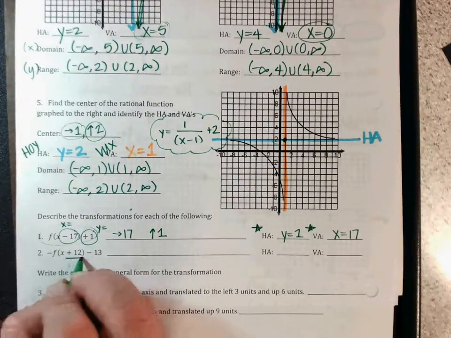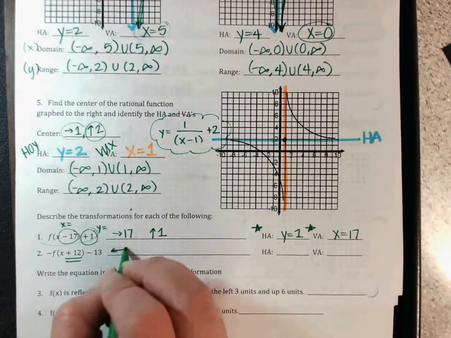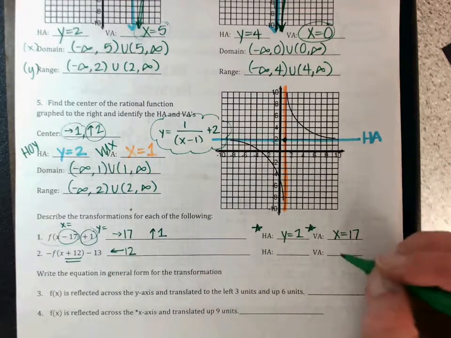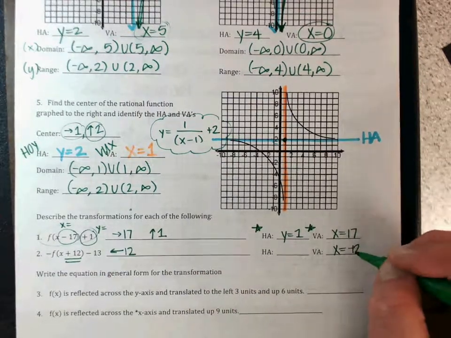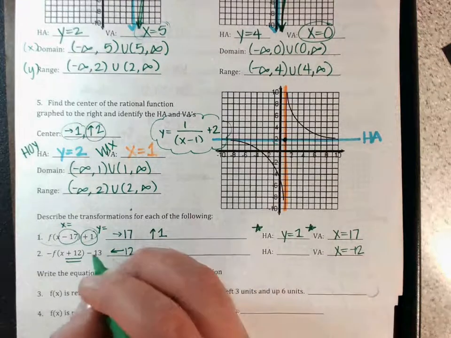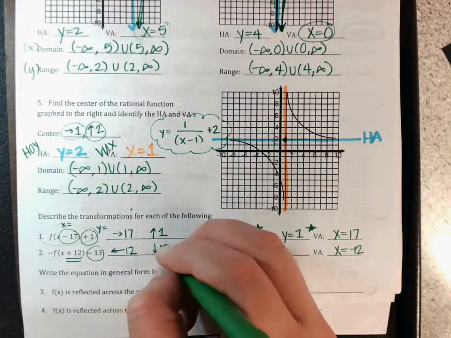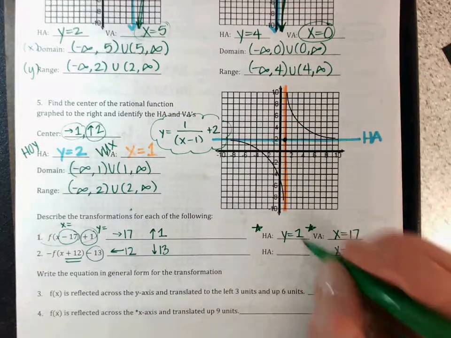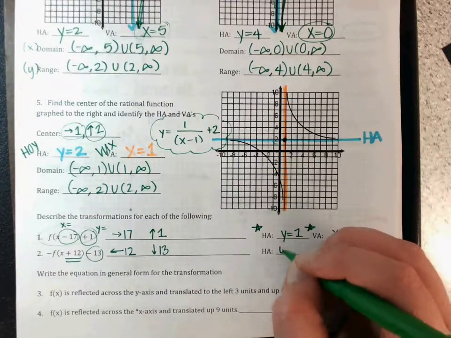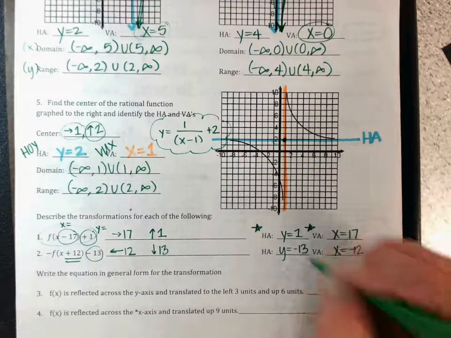Okay, this one has a plus 12. That means I'm going to the left 12. So my VA would be x equals minus 12. Then I have a minus 13 here. That's going to give me a down 13. So I would do y equals negative 13.